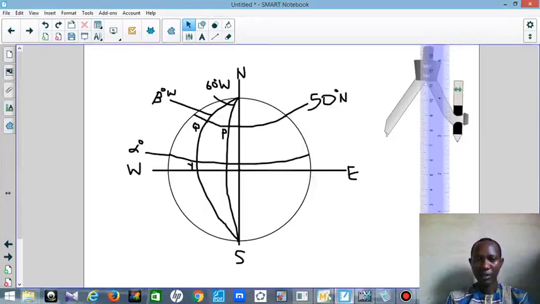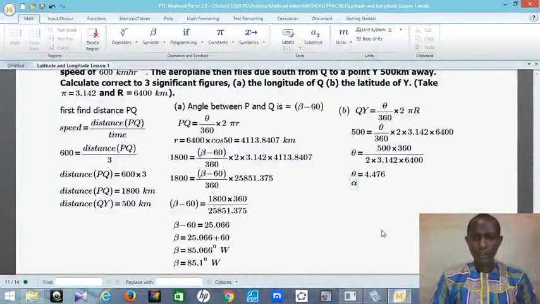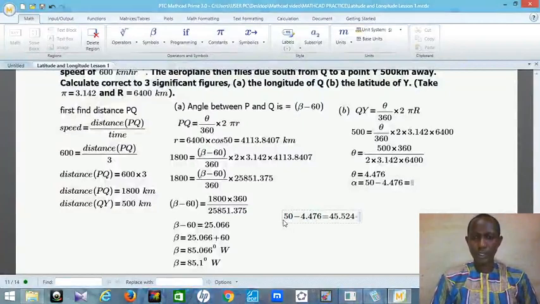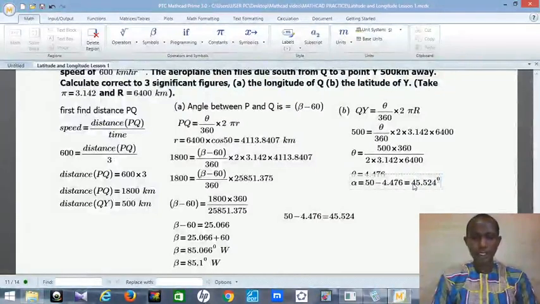So our final answer will now be alpha equals 50 minus 4.476, and if I do it here, let me check, 50 minus 4.476 is going to be 45.524. 45.524, and this is going to be in degrees north. So take note of that.